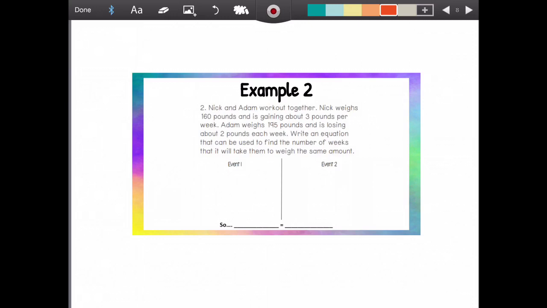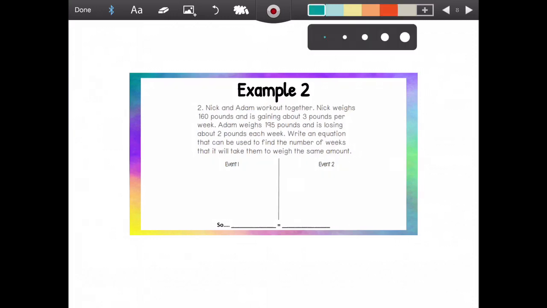Nick and Adam work out together. Nick weighs 160 pounds and is gaining about 3 pounds per week. Adam weighs 195 pounds and is losing about 2 pounds each week. Write an equation that can be used to find the number of weeks that it will take them to weigh the same amount. So we're trying to figure out how many weeks is it going to take these two gentlemen to weigh the same, or when are they going to be equivalent in weight.